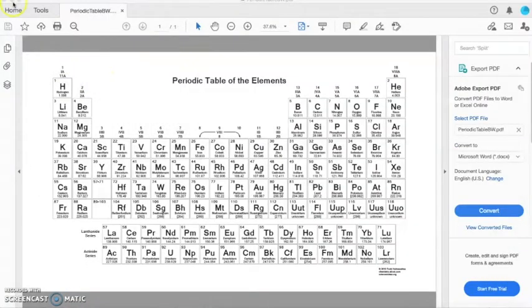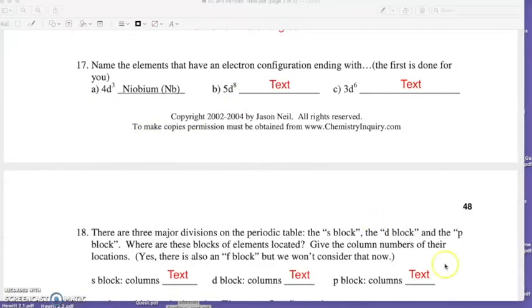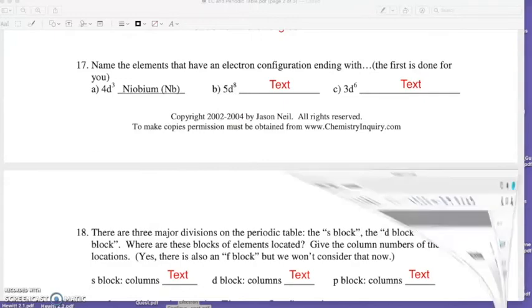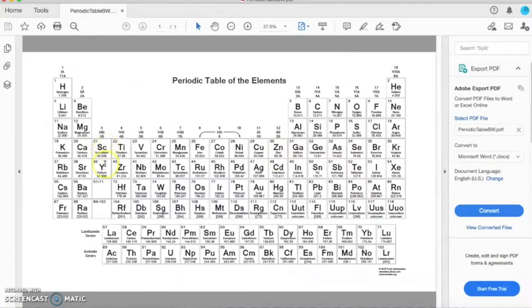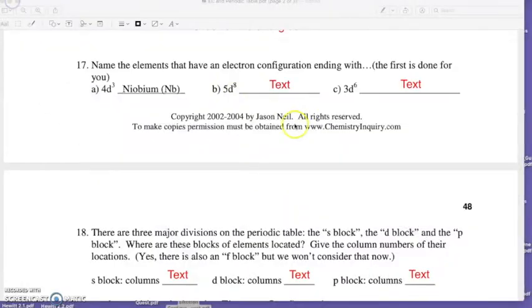Now we look at this next one here, 5d8. All right, 5d8. So this is 3, 4, 5d: 1, 2, 3, 4, 5, 6, 7, 8. Platinum, Pt.